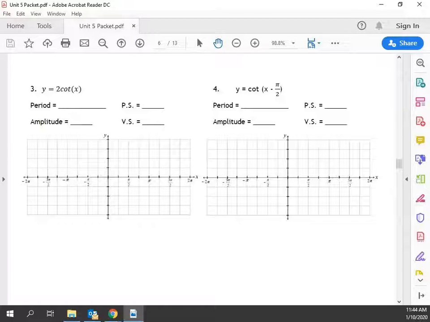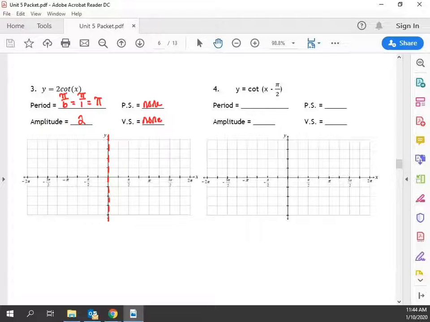So we go through, the period for this one is pi over b, which is pi over 1, which is pi. Amplitude of 2. None for phase shift. None for vertical shift. So we go ahead, and as I said, it is cotangent. The good thing is, since there's no shift left or right, up or down, we can start on the y-axis. Up and down shift wouldn't affect this, but that's fine.